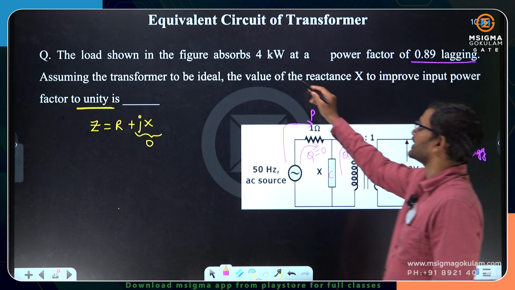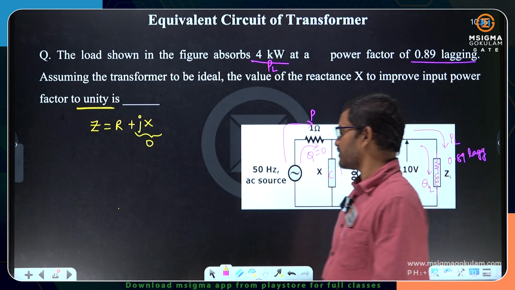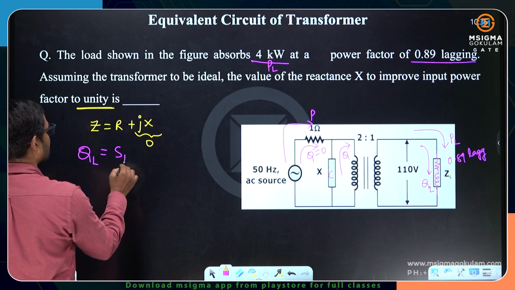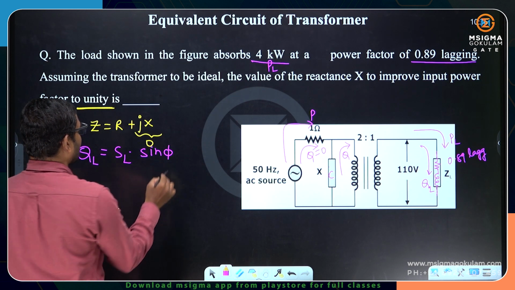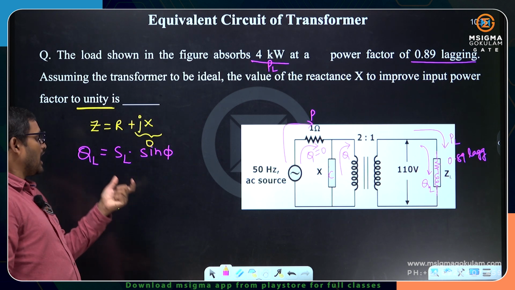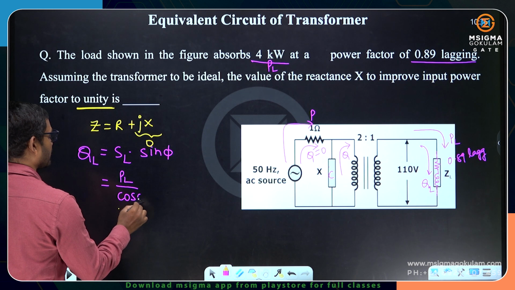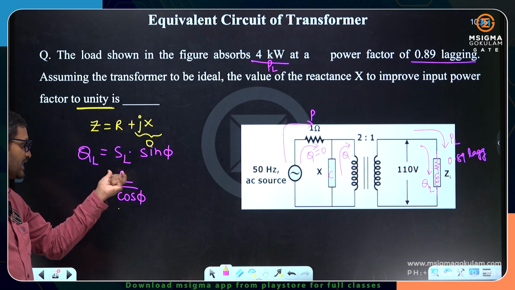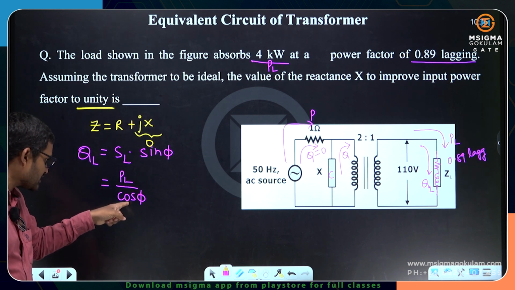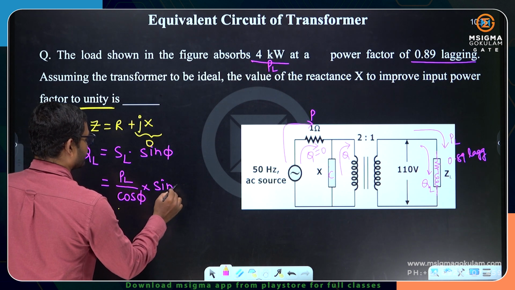Can you tell me what is the active power drawn? The active power drawn is given as 4 kilowatts. Then can't you calculate the reactive power drawn by the load? The reactive power drawn by the load, QL, is equal to SL into sin phi, because it is apparent power into sin phi, that is VL into IL into sin phi. How can I write SL? SL can be taken as PL divided by cos phi, because active power PL is equal to VL IL cos phi. So QL is PL divided by cos phi into sin phi.